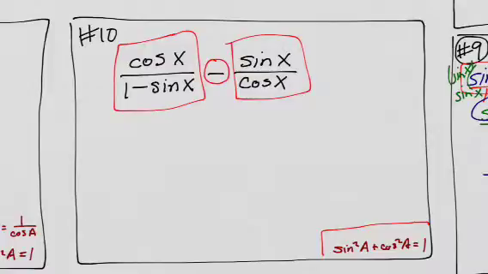So we take the first fraction and multiply it by the denominator of the second fraction. So that first fraction, top and bottom, we're going to multiply by cosine x. And then the second fraction, we'll multiply the top and bottom by the denominator of the first fraction. And again, you know this, that you're really just multiplying by another fraction that is equal to 1, so you're not changing the value of the fraction.